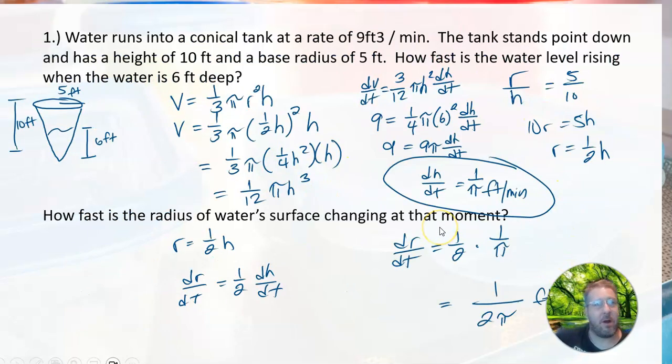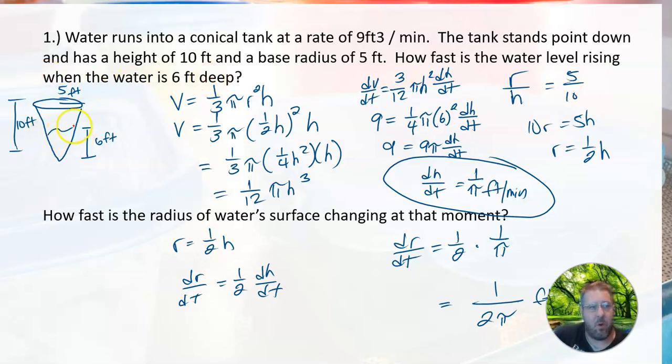All right, one more example here. This one's going to be a very common example. This is not the exact same as the last example that I gave. It says water runs into a conical tank, so there's my cone, at a rate of this. The tank stands point down and has a height of 10 feet and a base of 5 feet. How fast is the water level rising when the water is 6 feet deep?